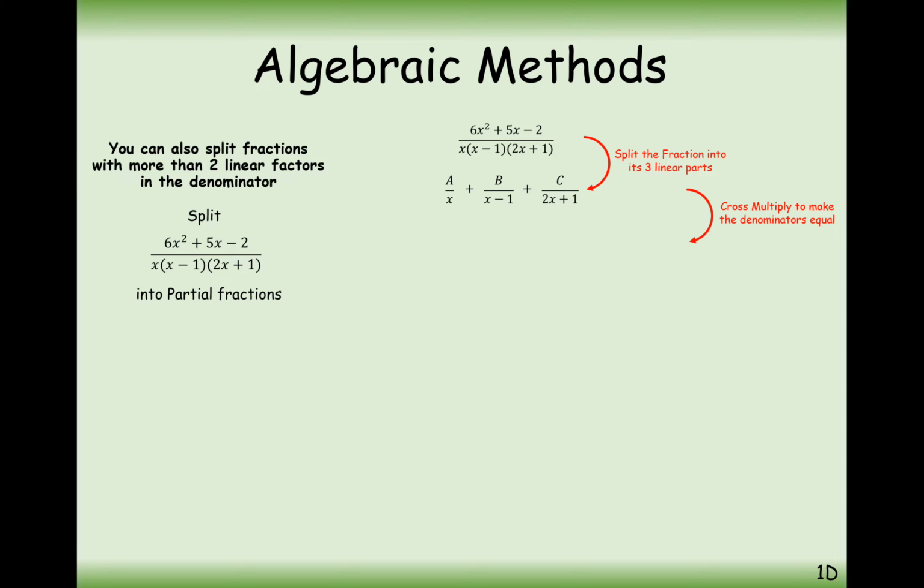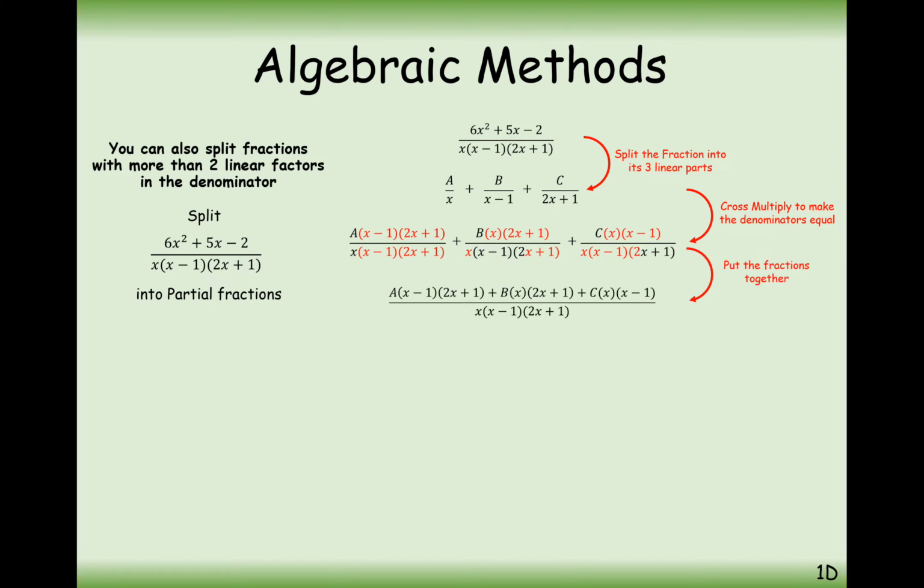Now in this case, what we're going to do is put all of these fractions back together. So on the denominator of the a term we need x minus 1 and 2x plus 1. On the b term, we need an x and a 2x plus 1. On the c term, we need an x and an x minus 1. Okay, let's put all of these back together by adding the fractions together.